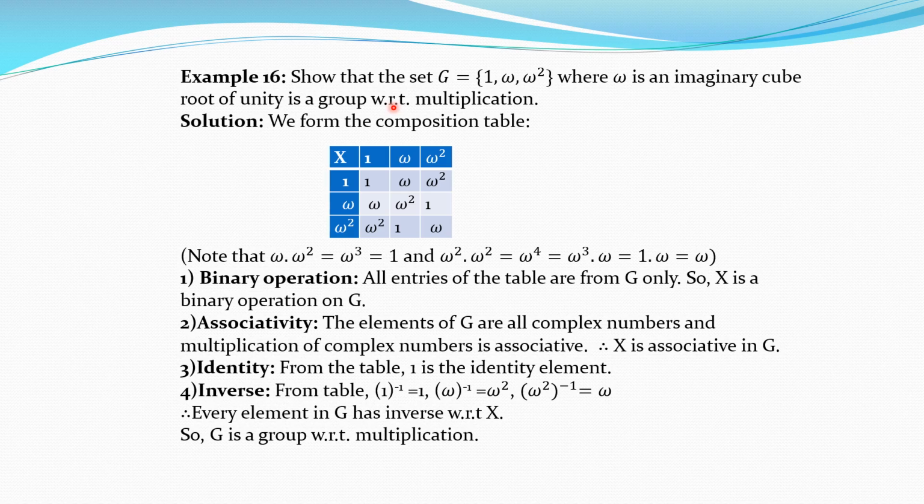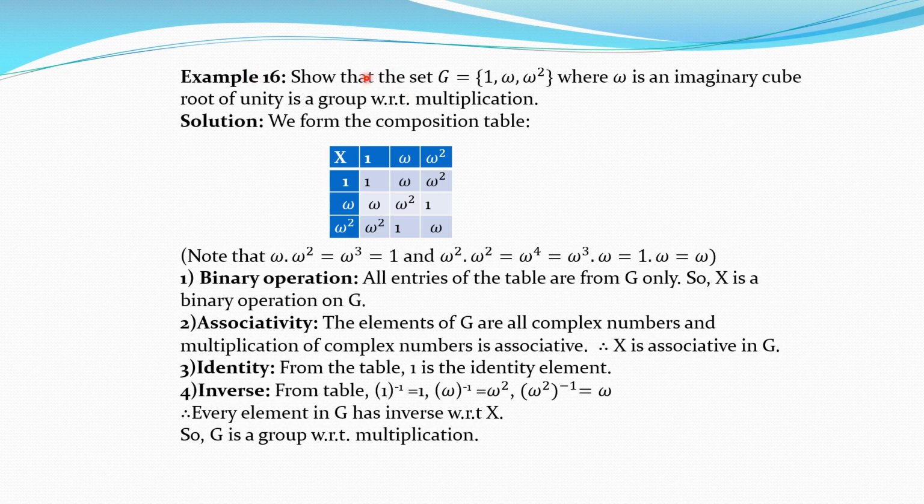Now next is: show that the set G equal to 1, omega, omega square, where omega is an imaginary cube root of unity, is a group with respect to multiplication. Now this is quite different. So omega is an imaginary cube root of unity. It means omega raised to 3 is equal to 1. So omega is nothing but the cube root of 1. So remember omega raised to 3 is always 1.